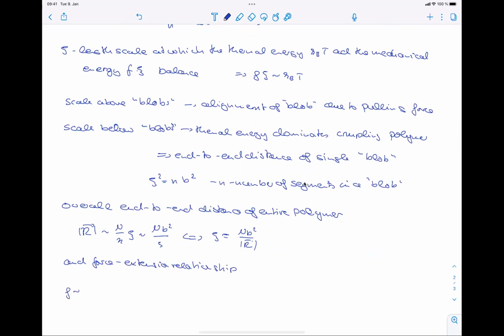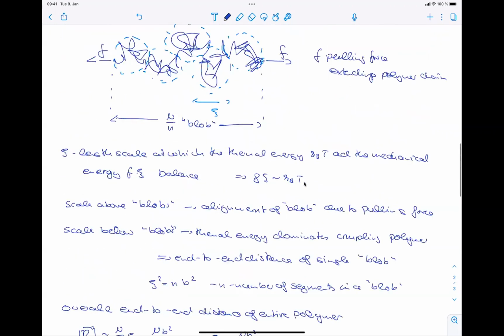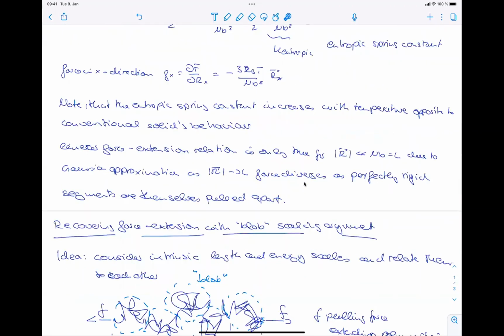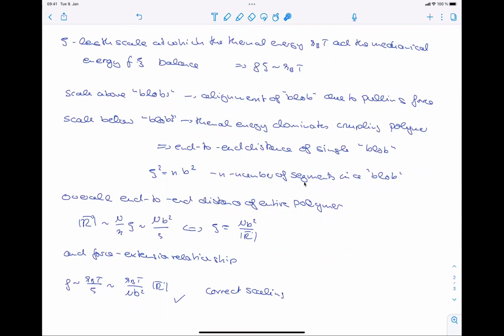Namely, we have F is KBT over Xi from this relation up here, from the balance of energies. And now if we plug in the size of the blobs that we got from the end-to-end distance of the overall polymer, we get then KBT over NB squared times the end-to-end distance. And that's the correct scaling that we saw above, right? So the only difference in the functional dependence of parameters is that we have a factor of 3 popping up here in the detailed relationship, but we got all the functional dependence on the parameters of the system correct.